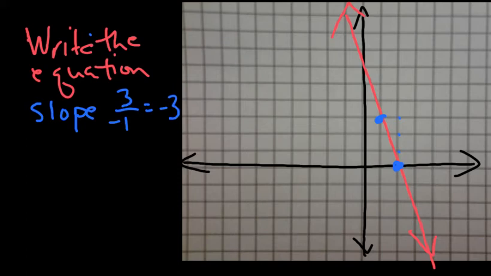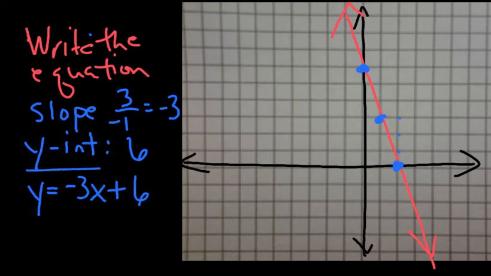Okay, now, next I need a y-intercept. What does y-intercept mean? Where does this line cross the y-axis? Well, it crosses the y-axis right there. So what's that point? Let's see. That point is 2, 4, 6. So at positive 6. So the y-intercept is positive 6. So you write the equation y equals negative 3x plus 6. Done.